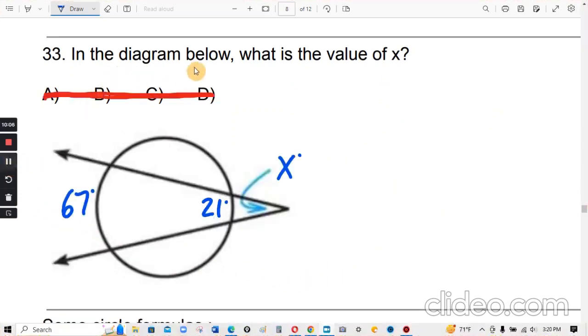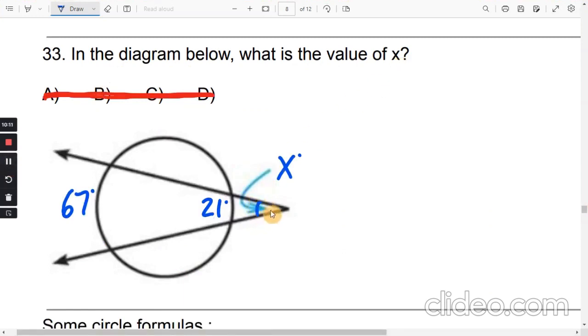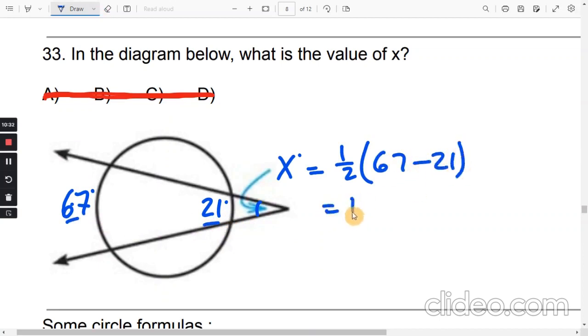And in the diagram below, find the value for x. Now the angle is outside the circle, and when it's outside the circle, you subtract and take 1/2. So x is going to be 1/2, and you have to put the bigger number first or you're going to get a negative. So that's 1/2 times 67 minus 21, which is half of 46, and half of 46 is just 23.